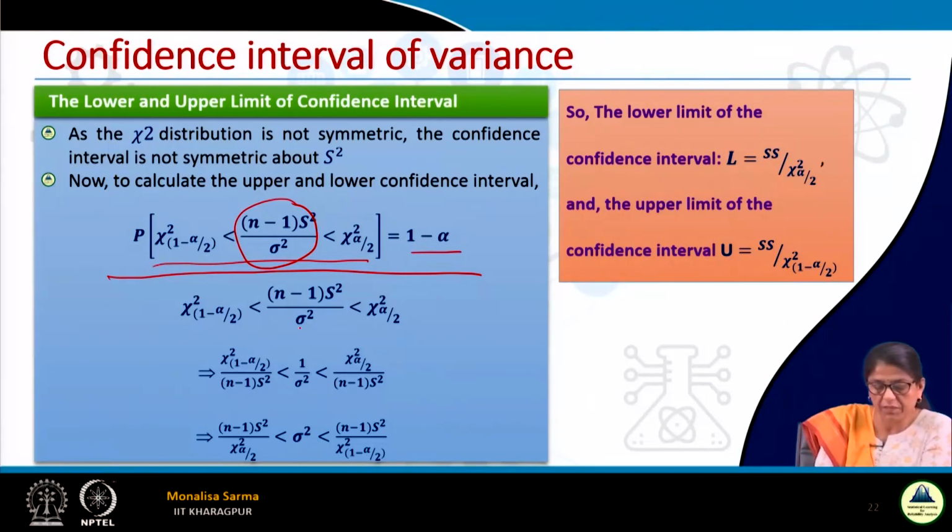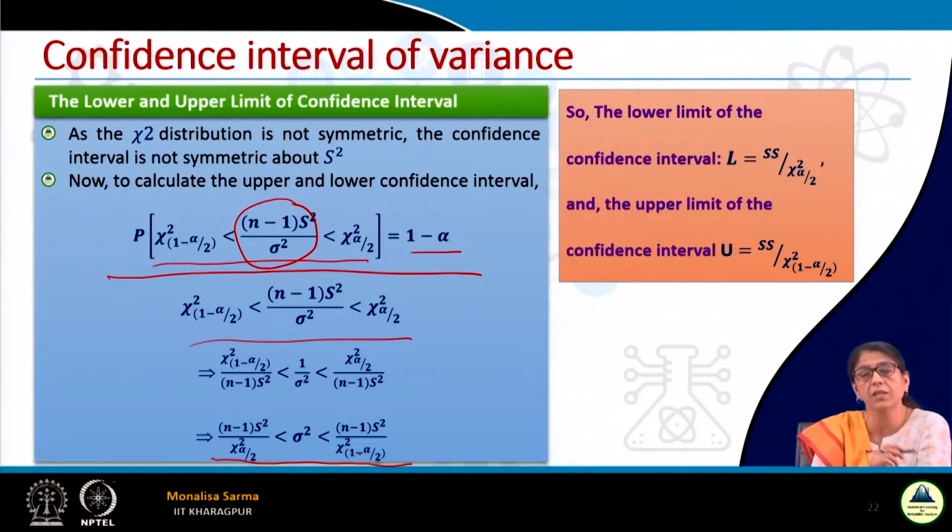If I simplify this a bit, I just divide both sides by n minus 1 times s square, a simple simplification, and I get this value. So my sigma square should fall within this range: n minus 1 s square by chi square alpha by 2, and n minus 1 s square by chi square 1 minus alpha by 2. So this is the confidence interval for confidence coefficient 1 minus alpha.